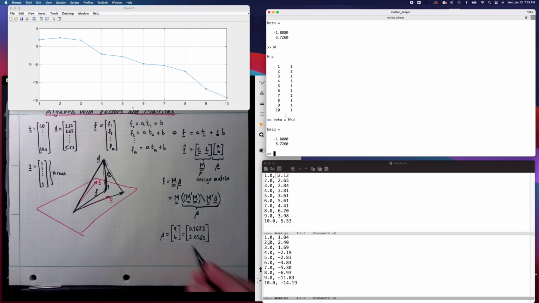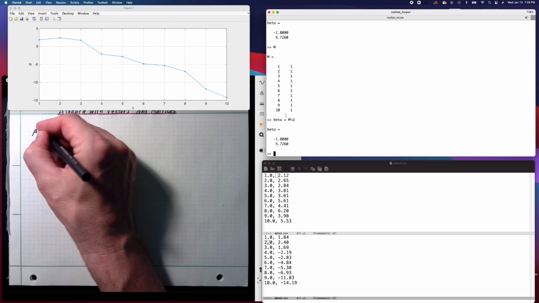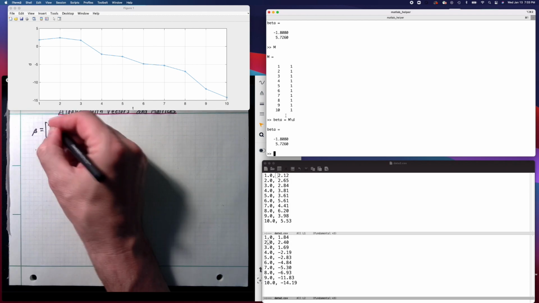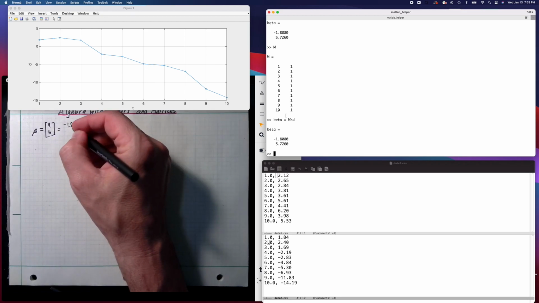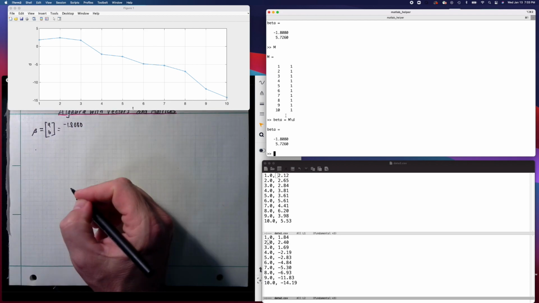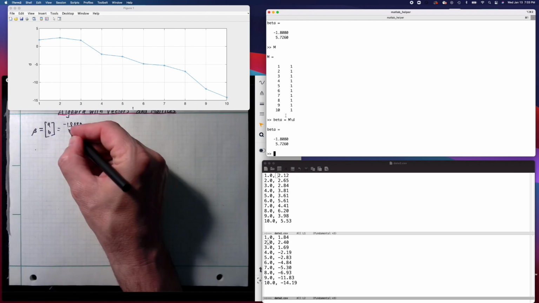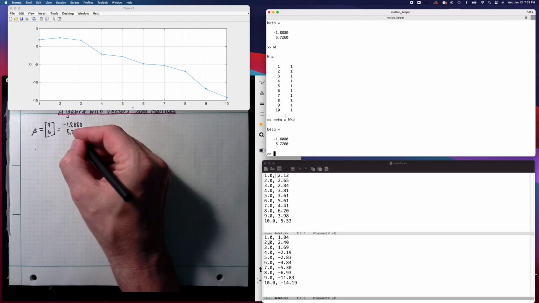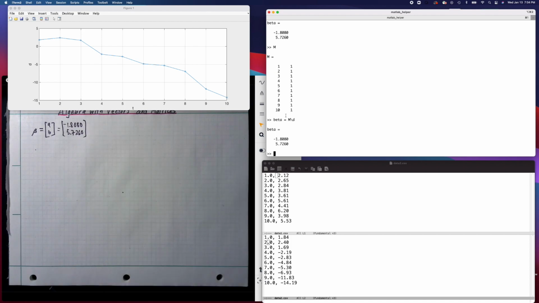All right, so let me write this down. For the second data set, let me copy it over here. Beta is equal to a and b, and the values we got were minus 1.8080, that's the slope, and 5.726 is the intercept, the value at t equals 0. Okay, so it doesn't look so good for the intercept, but let's plot the resulting fit.